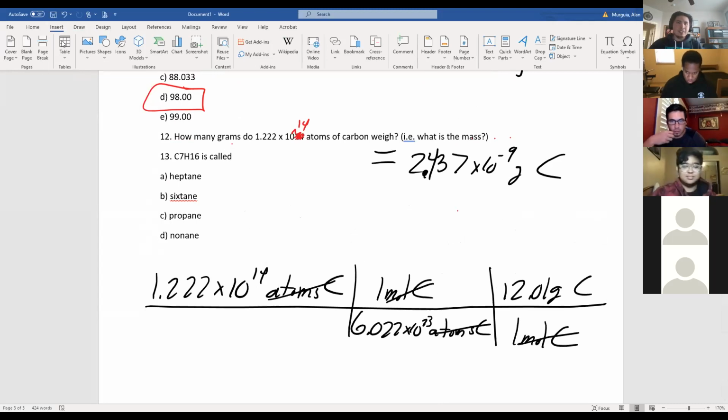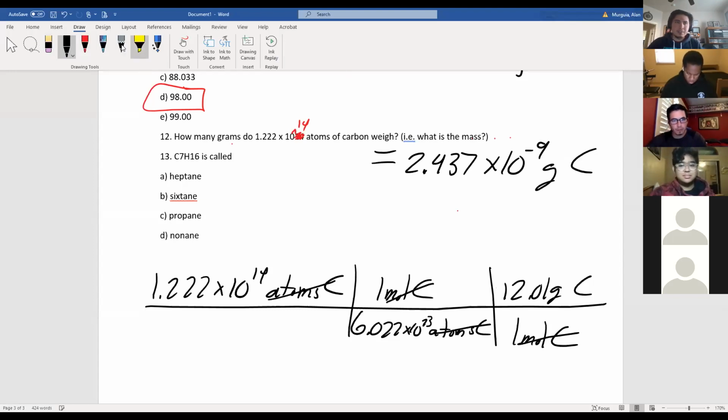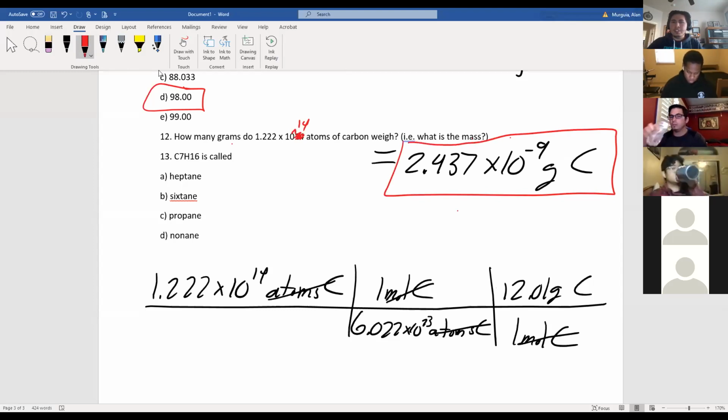So let me clean this up. Your final answer here would be like what Joseph said. It would be 2.437 times 10 to the power of negative 9 grams of carbon. So that there would be your final answer. Has anyone gotten a different answer, or is anyone still confused? Any questions?